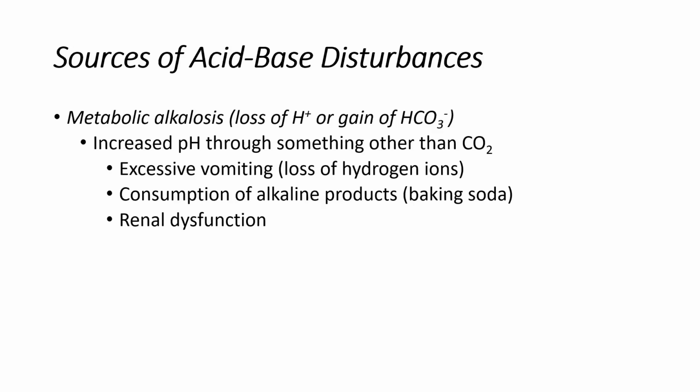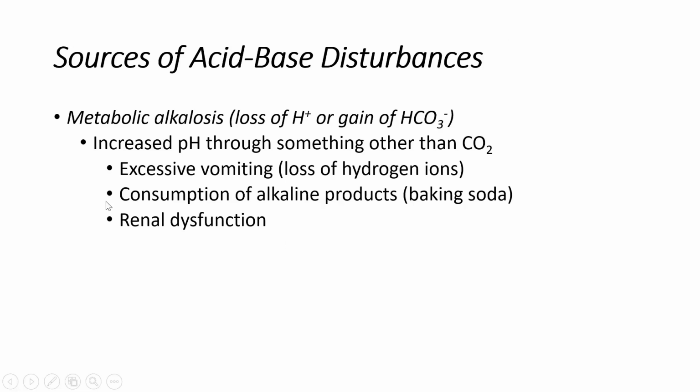Consumption of alkaline products like baking soda or magnesium citrate, which some people drink for an upset stomach, can also contribute to metabolic alkalosis. So you want to be careful with some of those alkaline products that you may be ingesting. They can throw your acid-base balance out of whack.